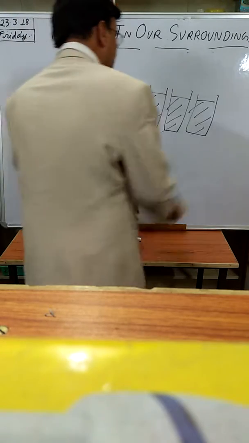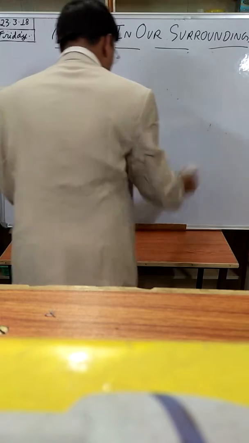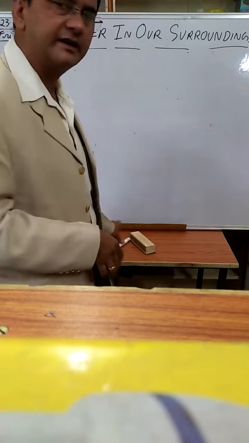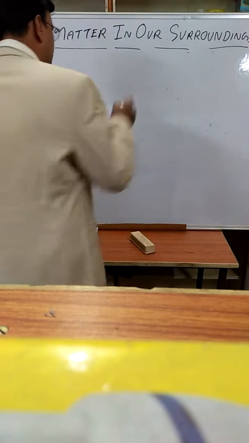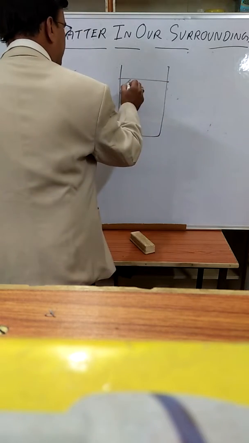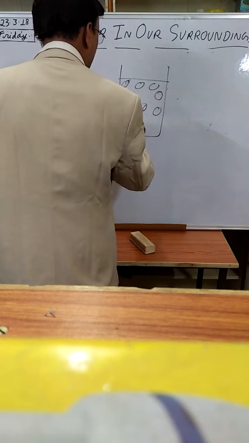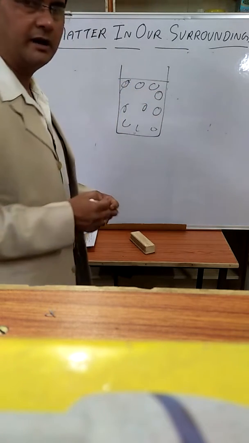Particles of matter have space between them. How can this be proved? Suppose we take a glass of water. Now we are taking a glass of water. Here this is filled with water. Now water particles are like this.